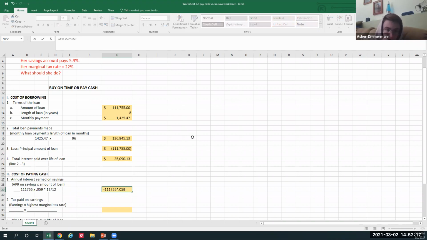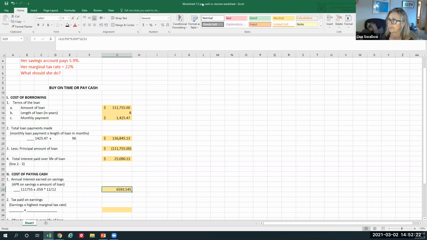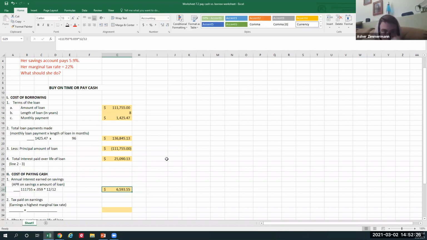6593.55. Yep. I can already see this is going to be a close calculation. So if she takes that money out of the bank, she can kiss this income goodbye, right? Every year. Stop me if you don't know where that came from. That was just a straight up 1 year of interest calculation.